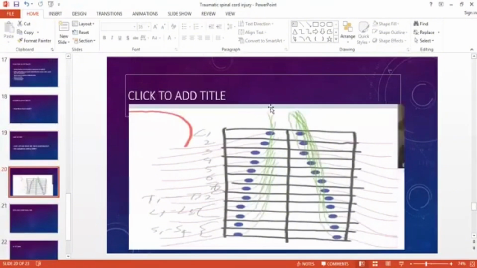From the cerebral cortex rises the corticospinal tract and ends at anterior horn cells, and from there starts the nerve root. Now you need to remember this, and it's very important: every problem that includes the anterior horn cell or any structure below the anterior horn cell will be called a lower motor neuron disorder. That's very important.